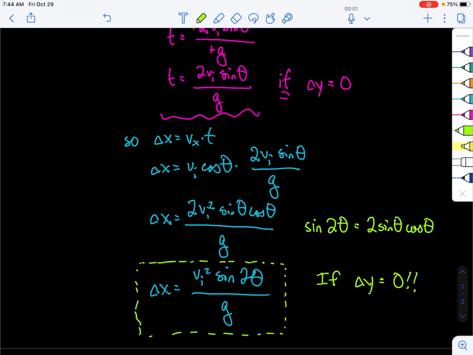Because, as you might have picked up, students sometimes start using this in situations where it's not applicable. So if you have a situation with a cliff or a situation where a projectile is launched onto a building from the ground, this equation will not work because baked into it is this assumption that delta y equals 0. All right, that's all I got.